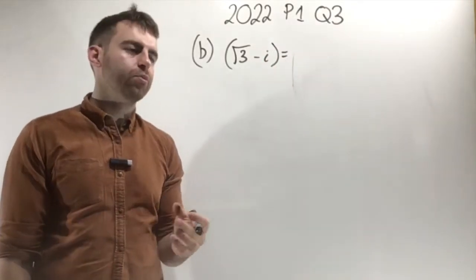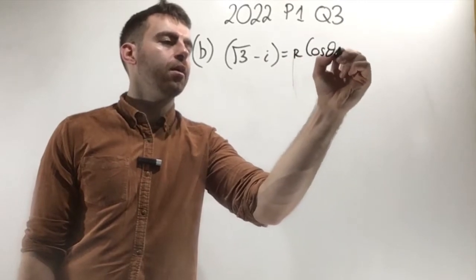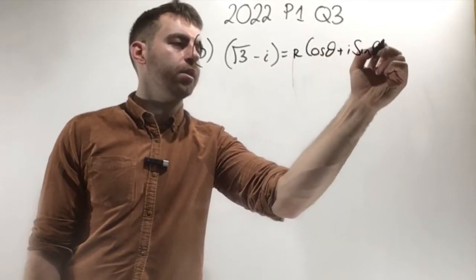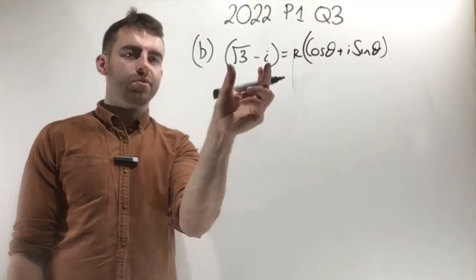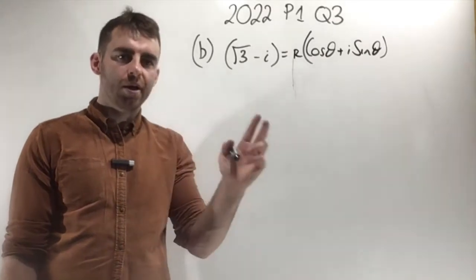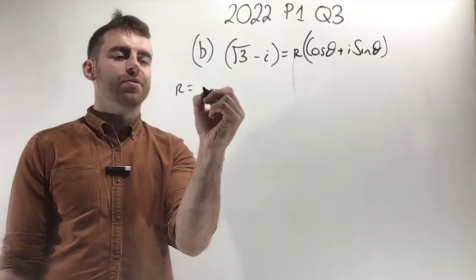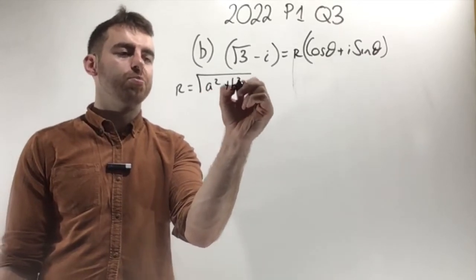Remember, polar form is when you write a complex number in the form r cos theta plus i sine theta, where r is the modulus and theta is the argument. So in order to rewrite this complex number in polar form, we need to find two things. We need to find r, we need to find theta. It's easy enough to get r. To get r, it's just the modulus. It's the square root of a squared plus b squared.